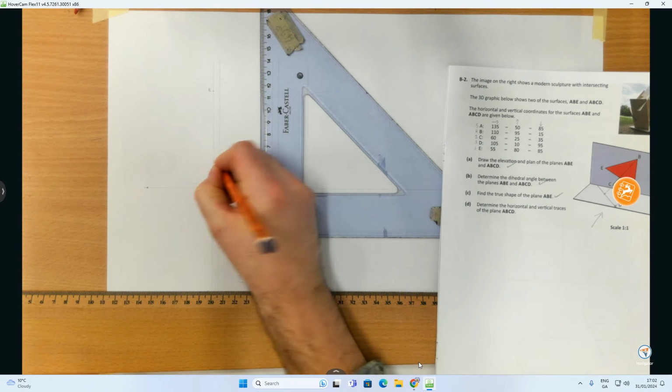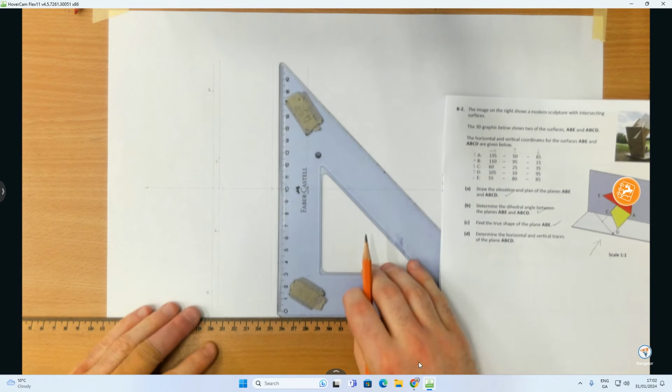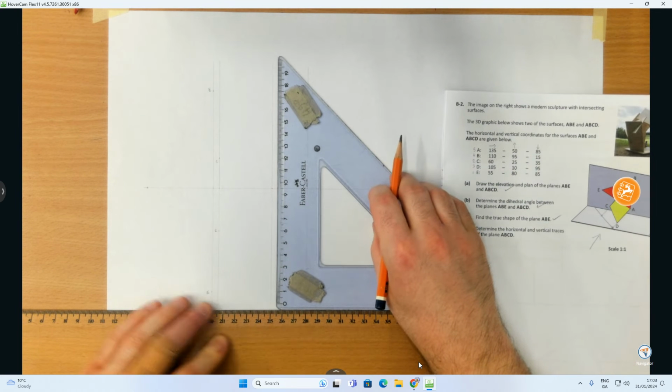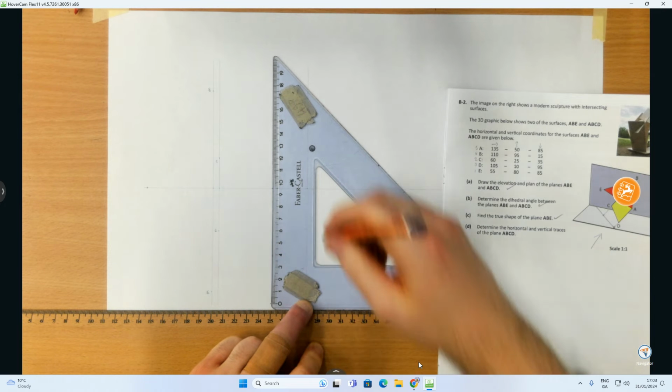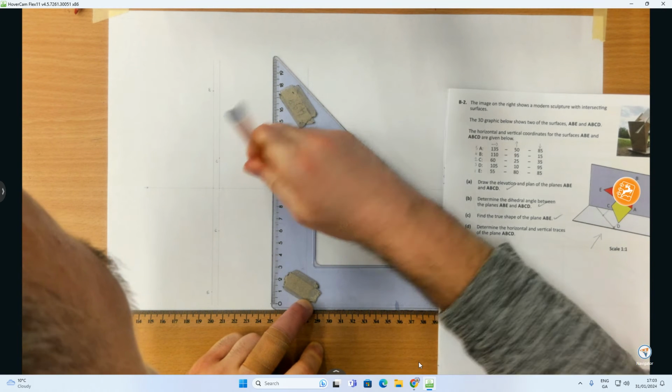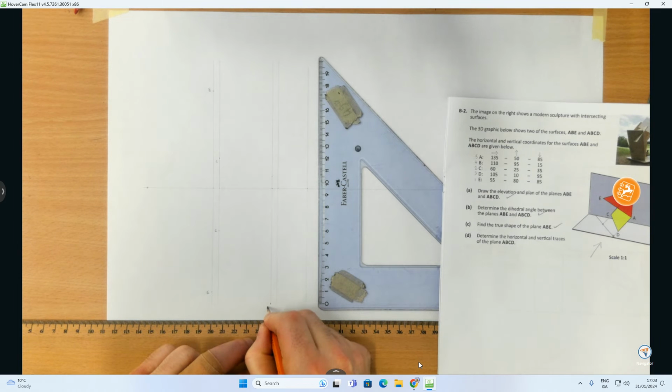On to number 3, in my case: up 10, down 95. So 95 down, put the third one in, and up 10. There we go, that's the third one, so that is D.